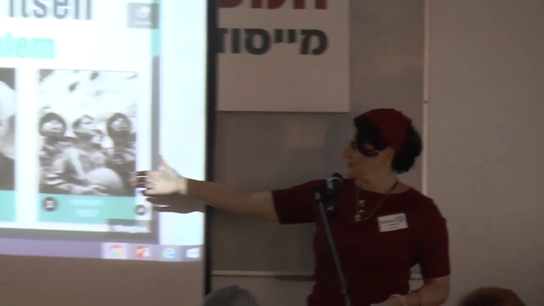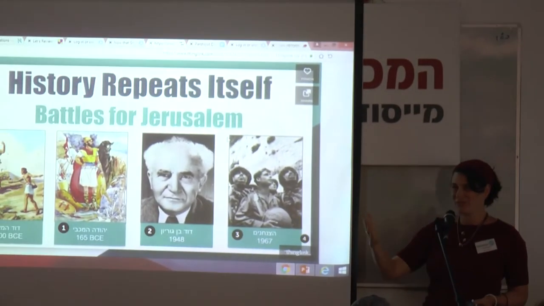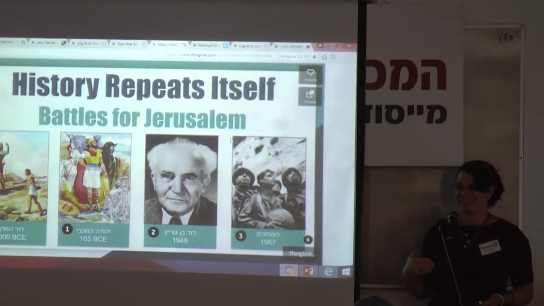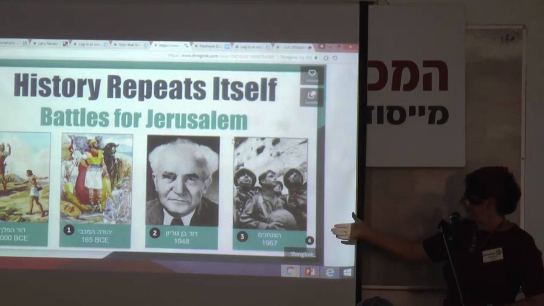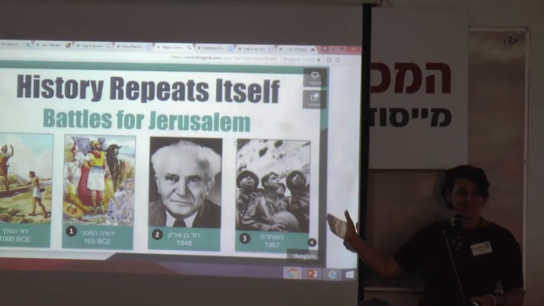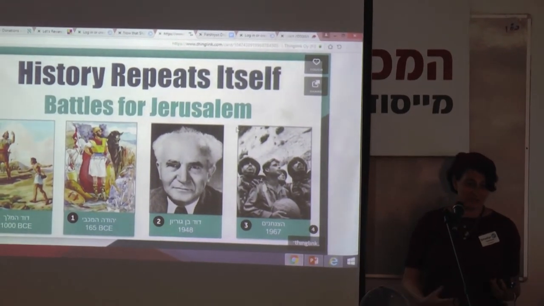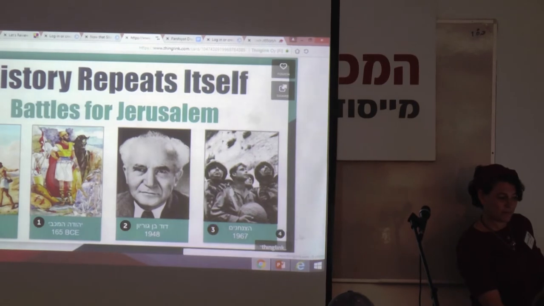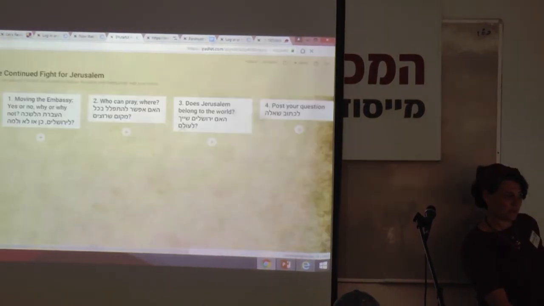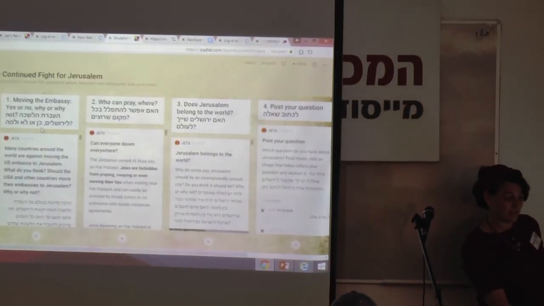So we have a video about Yehuda Maccabee. We have a video here about David Ben-Gurion, which you just saw. Some of it was new information. It was new when Stan found it for me. And then we have a video about 1967. After they see these 3 videos, we want feedback. We don't just want watching videos. We go to number 4. Number 4 is a Google form. Oh, sorry. Number 4 is another Padlet.